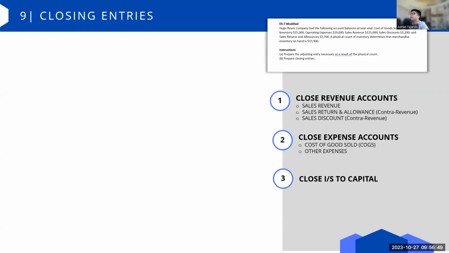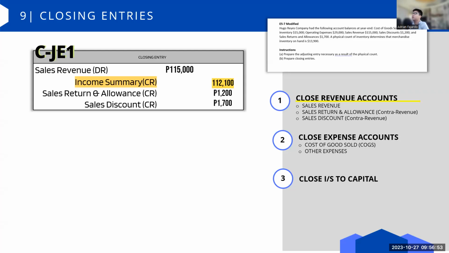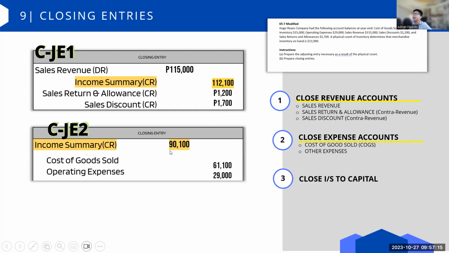And then finally, let's just close everything. Step 1, let's close the revenue account. So, given the information, ang kailangan ko lang i-memorize nyo is that sales revenue debit, credit sales SRA, credit sales discount. So that you will arrive with your income summary of 112,000. Ito lang yung kakaiba for the merchandising operations. Ito lang. For expense accounts, may income summary ka of 90,100. And then you just take note of your COGS and then you have operating expenses of 29,000.